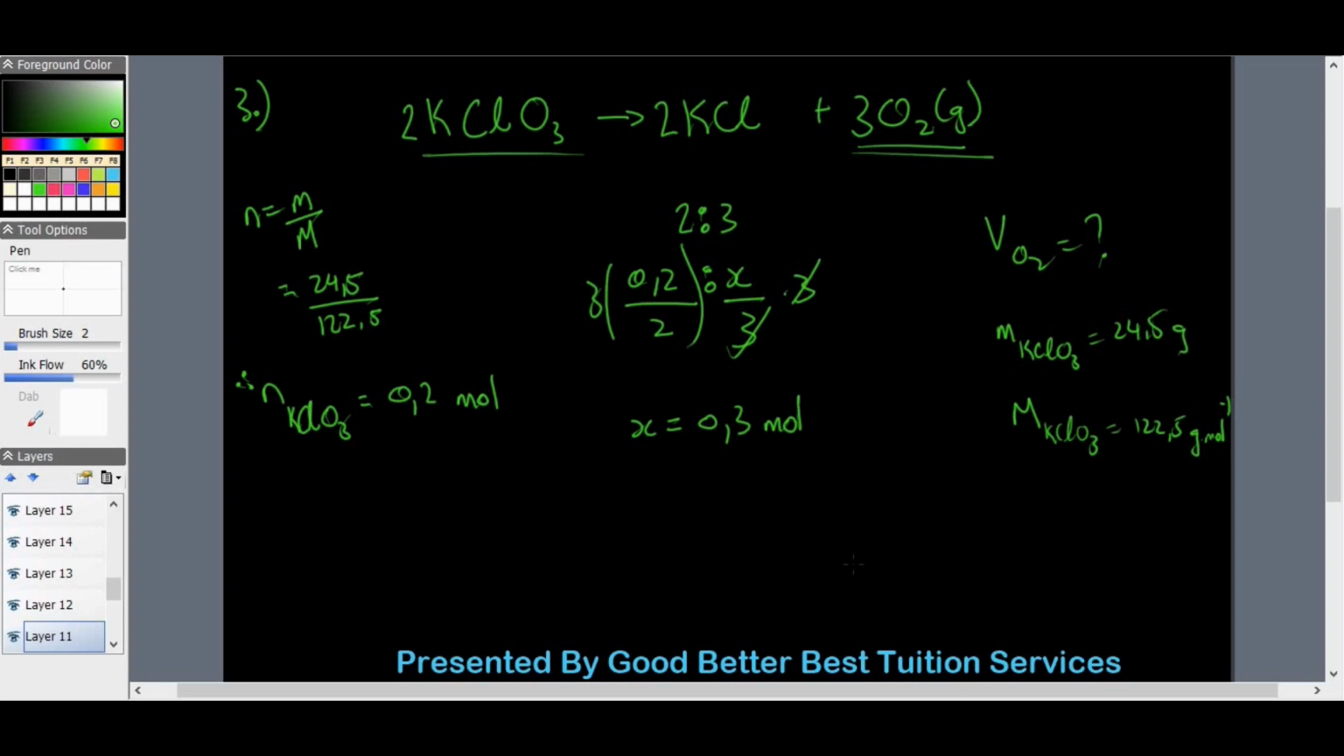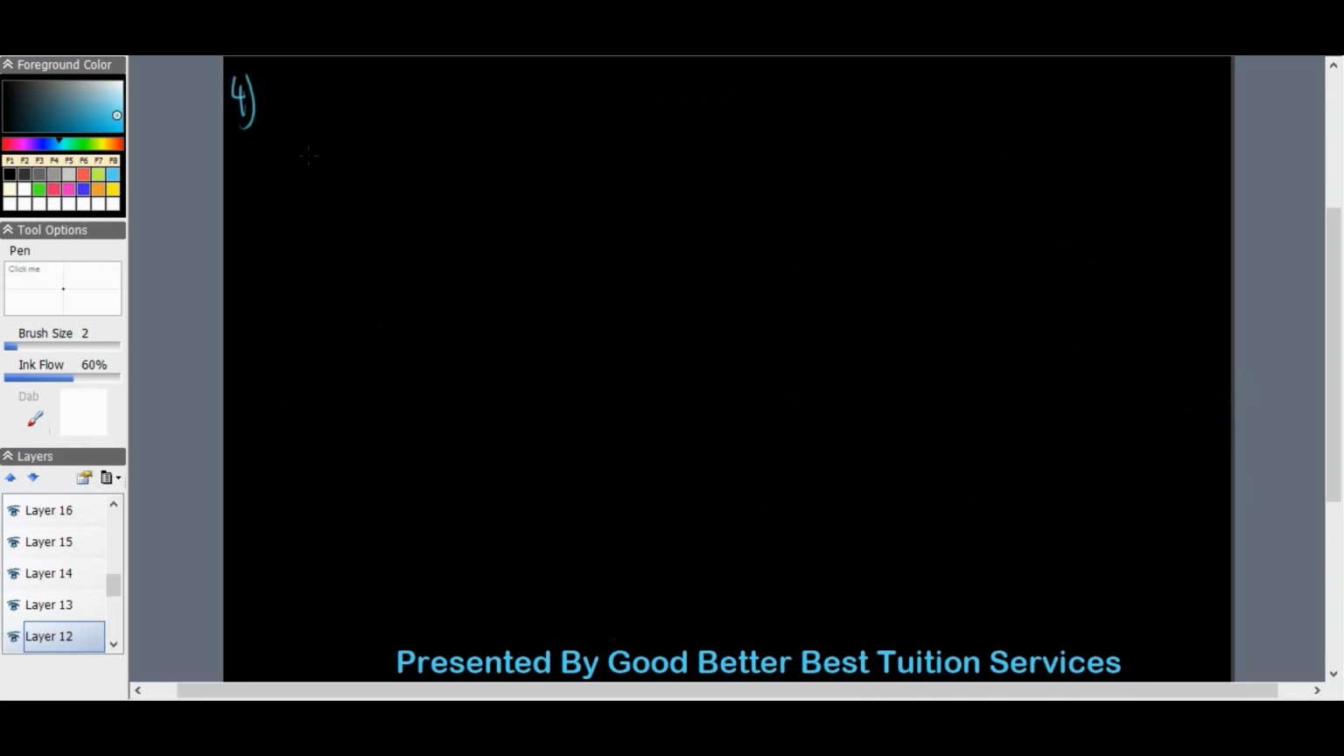So 0,3. Now that we know the amount of moles of oxygen that was formed according to the reaction, n should be equal to V divided by Vm. No idea why I wrote this so big, but anyway, let's just keep going with it. So now we've got 0,3 is equal to V divided by 22,4. 0,3 times 22,4 gives us an answer. Let's make sure I'm correct. Yeah, there we go. I am correct according to my calculations. Therefore, the volume of oxygen gas that was formed when 24,5 grams of potassium chlorate decomposed was 6,72 decimeters cubed. Okay, anybody get that?